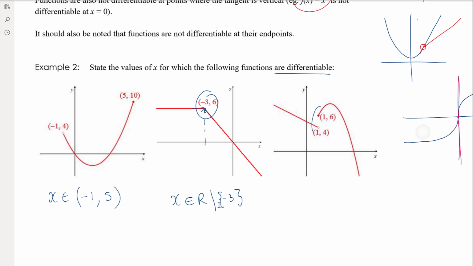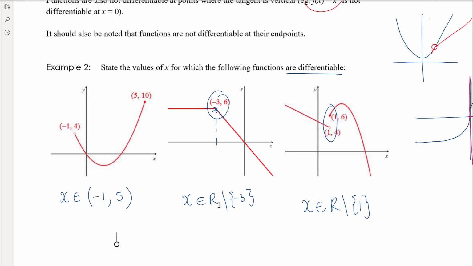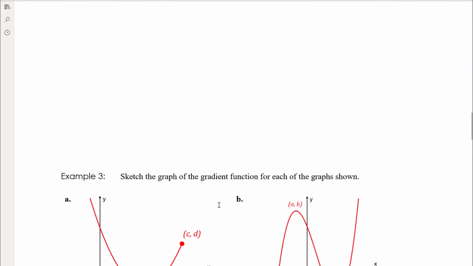And then this one here, same thing, we've got a discontinuity, and so it's going to be differentiable for all the real numbers except for at that point of discontinuity, so except for at 1. Whereas again, the domain of that function would be R, but it's not differentiable over its entire domain because of the discontinuity. Okay, sorry, apologies about the keyboard.